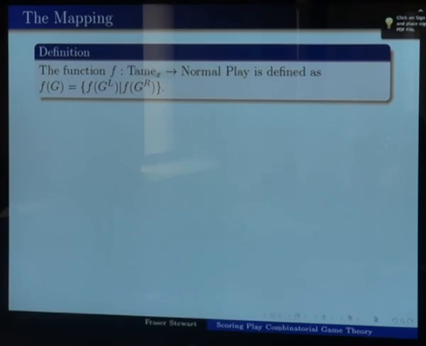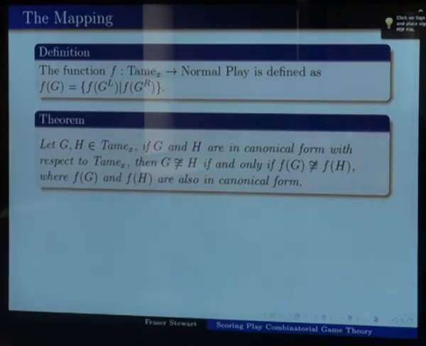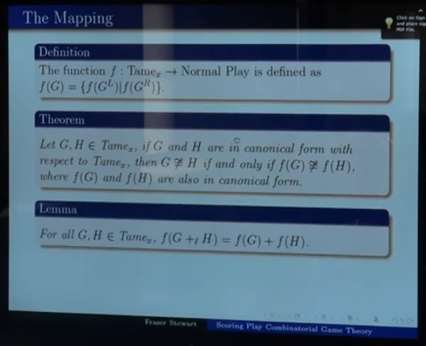So the way we did that was with a few little theorems which I'm not going to prove. The first thing is that we want to prove that this is a bijection, which means that it's one-to-one and onto. So the first thing we prove is that every element from Team X maps to exactly one normal play game. That's what this theorem basically says.